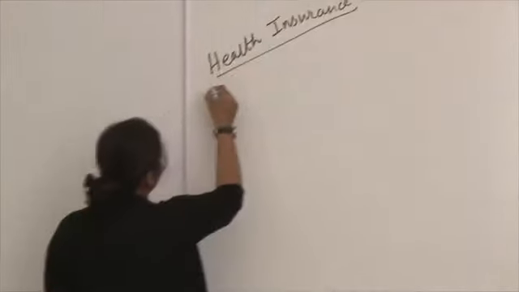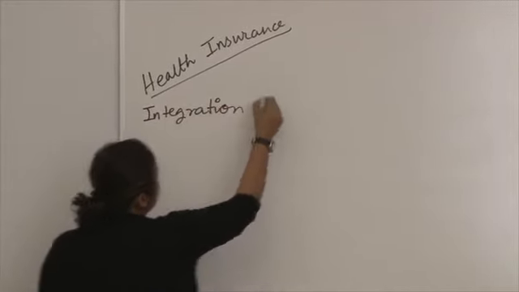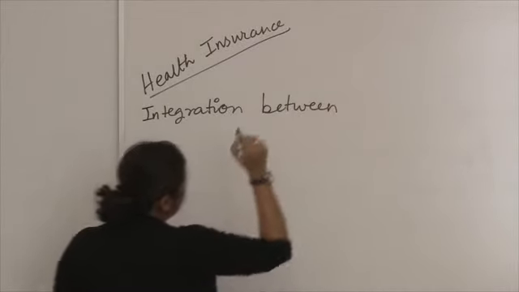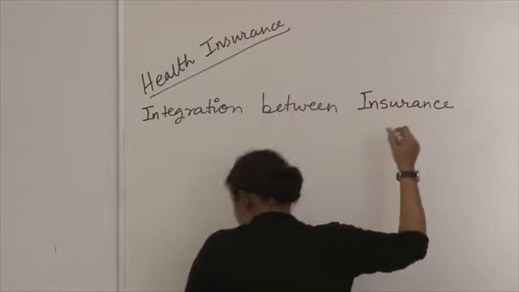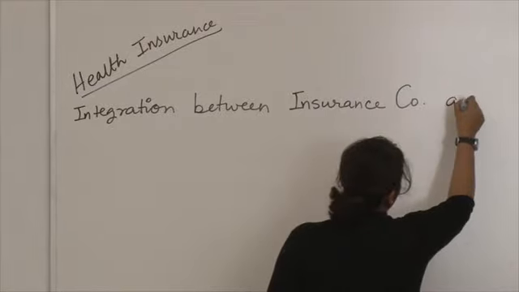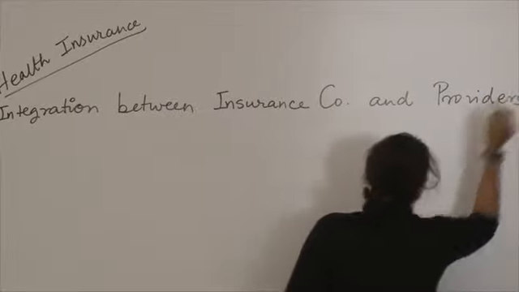Then we talked about employer provided health insurance, and we said that employer provided health insurance was one possible way to address the issue of adverse selection, but it does come with its share of disadvantages also, right? That is where we stopped. Now today we are going to talk about integration between the insurance company or the third party providers, integration between the insurance company and providers. By providers, of course, I mean the healthcare providers.